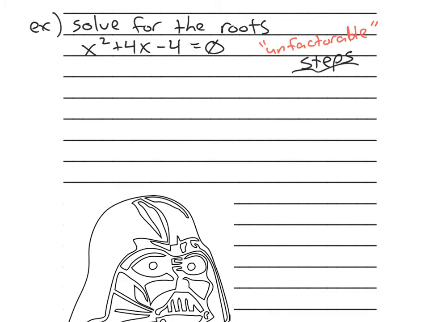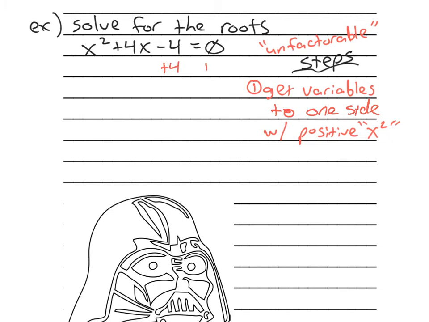All right, our first step, when we can't factor, we're going to move the constant over, get the variables by themselves. All right, get the variables to one side, leaving x squared positive. Now, this is only going to work when a is 1. I just gave one of those. Bummer. All right, so we're going to move that 4 over. We're going to add 4 to both sides. So that's going to leave our variables over here, x squared plus 4x equals 4. So that's step 1.